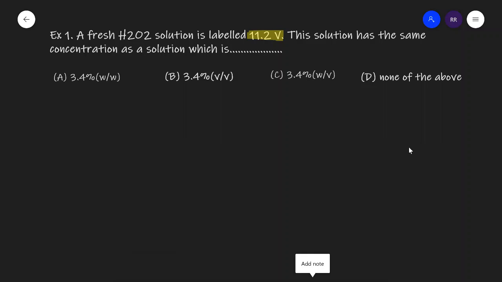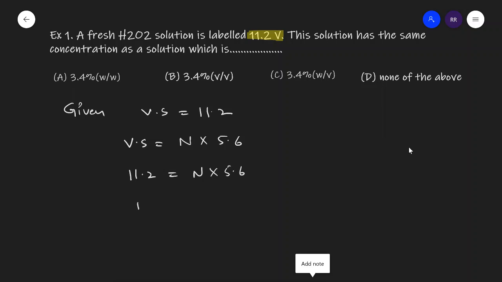So for this, first what we should do, what is the given data? Volume strength of H2O2 solution is 11.2. So find out its molarity or normality, whatever it may be. What's the relationship between volume strength and normality? Volume strength equal to normality into 5.6. That we just discussed. So from this, volume strength 11.2 equal to normality into 5.6. So what do we get? Normality as 2. This is a 2 normal solution.